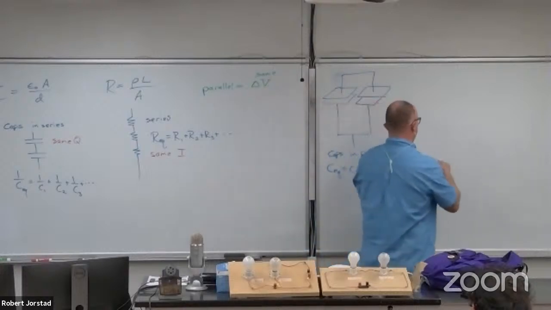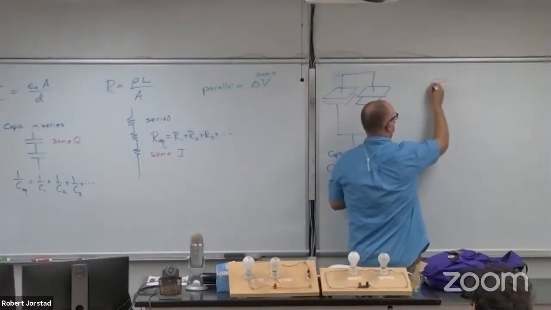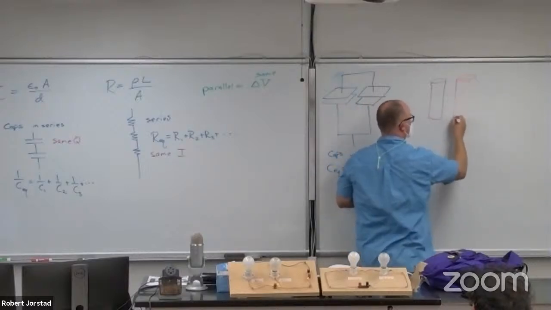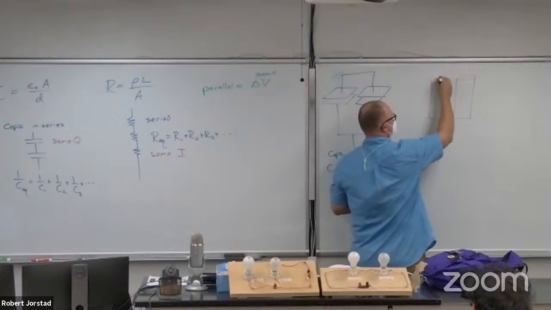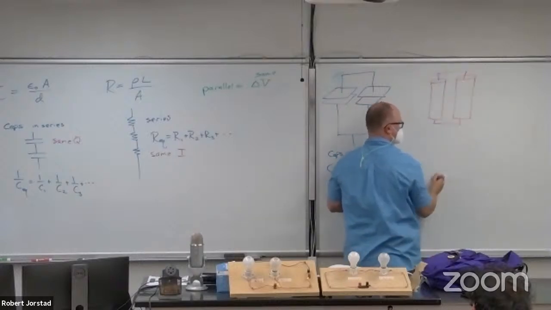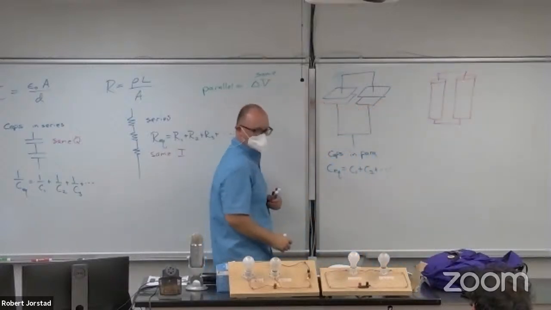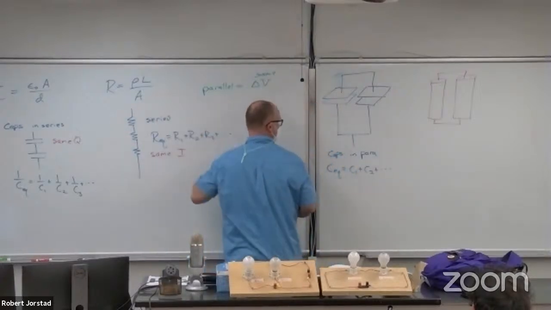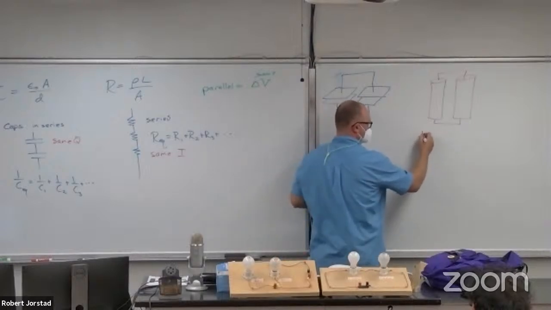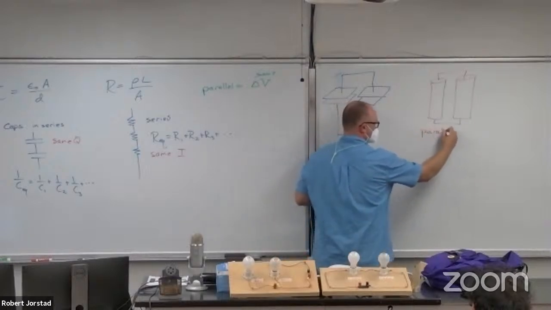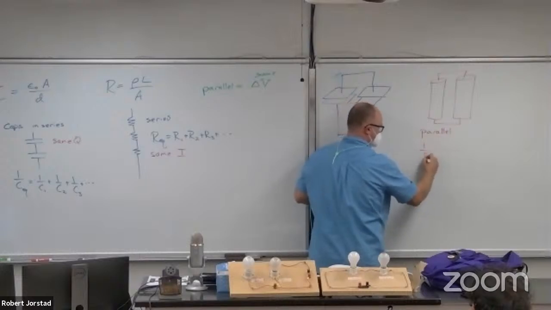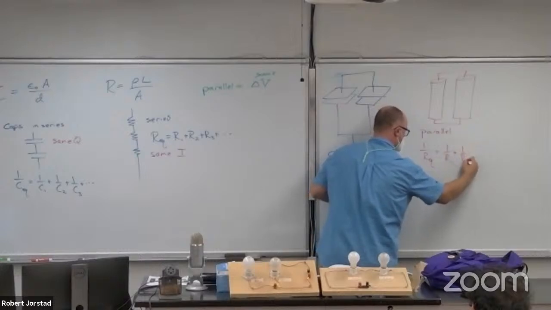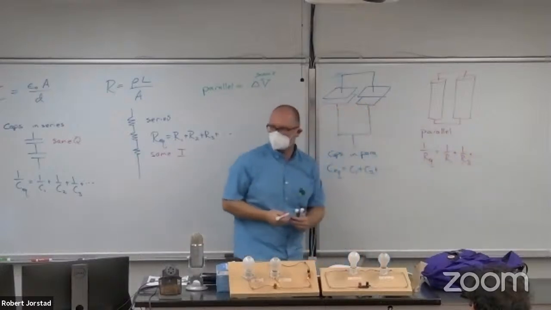Whereas resistors in parallel, think of two wires or two cylinders. Right? Areas in the basement. So what do you think our rule is going to be for these in parallel? 1 over REQ. So far, so good on that?